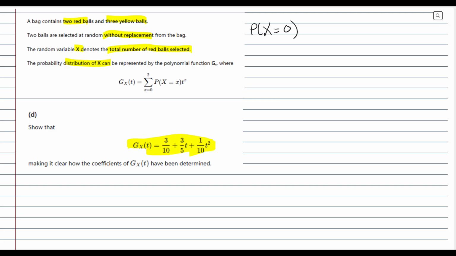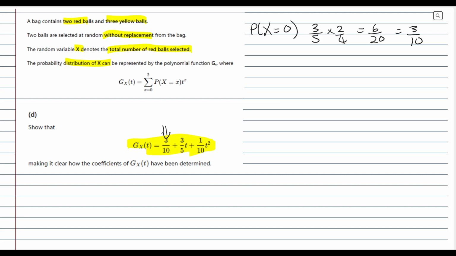So that is just getting 2 yellow balls, which means it's going to be 3 out of 5. We're not replacing, 2 yellow balls left, 2 out of 4. So that is 6 out of 20, which is 3 out of 10, which matches up with the coefficients of t to the power of 0 down here.